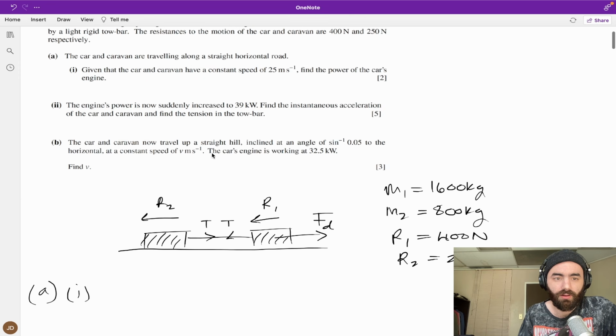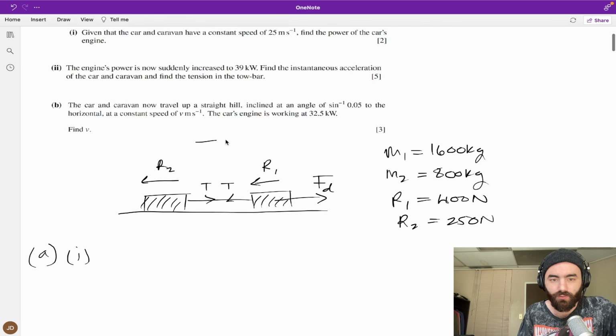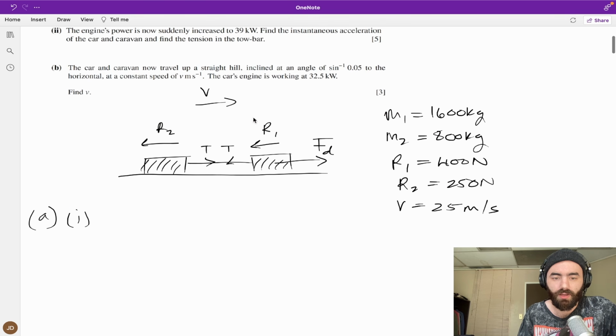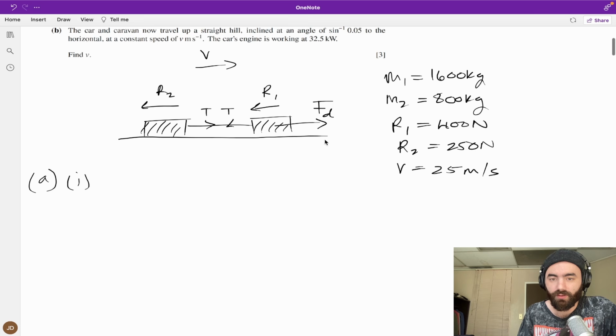Given that the car and the caravan have a constant speed of v. So this whole system overall is traveling at v. v is 25 meters per second. Find the power of the car's engine. Okay, well, so this thing is producing a driving force. And so what is the power producing this driving force, moving this whole system at speed v?